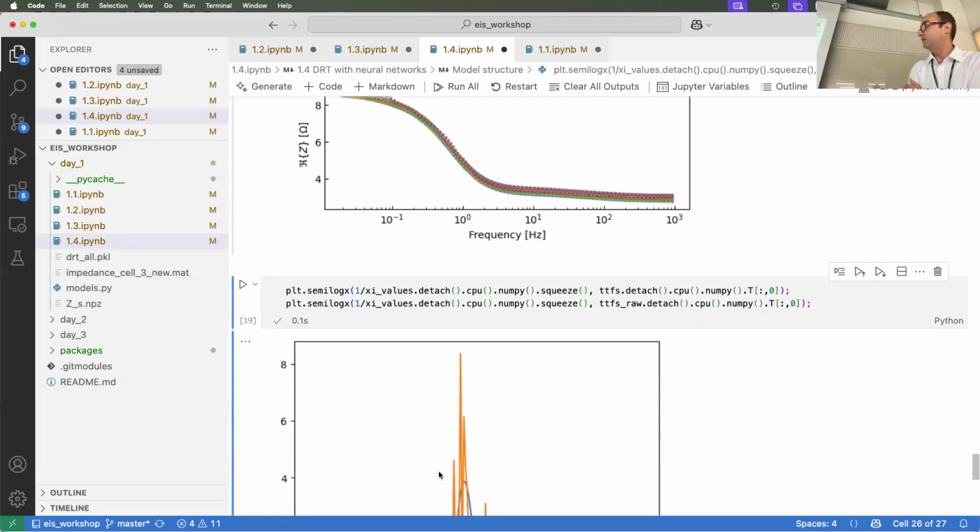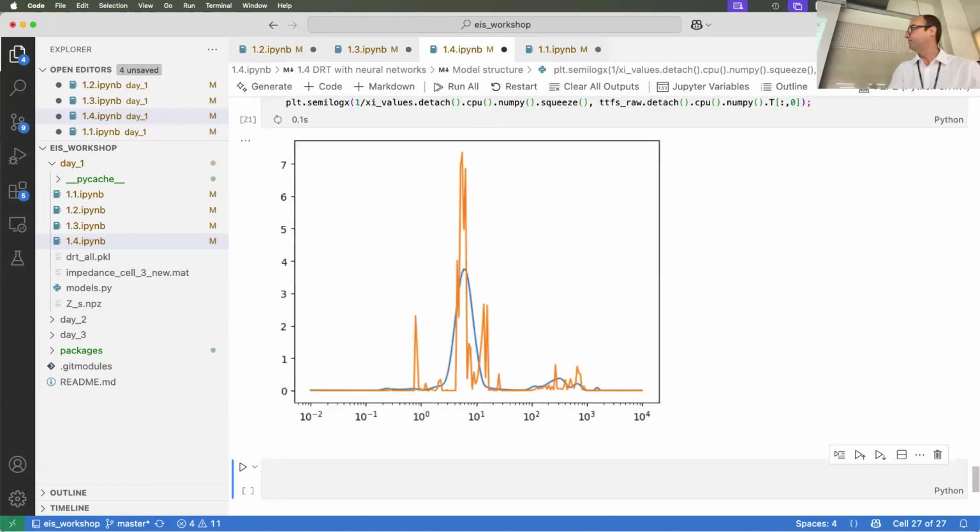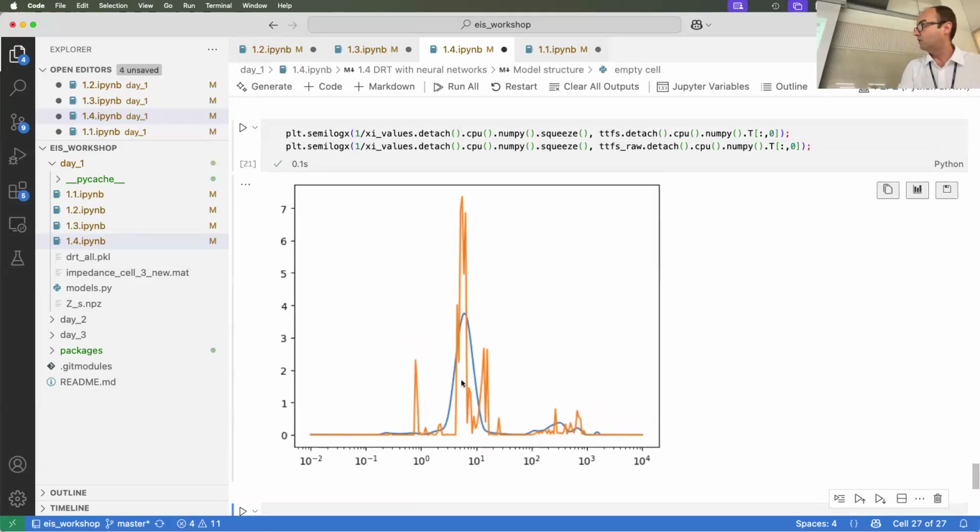And we can always draw the DRT curve. Now I'm drawing the first one. We have 600 of them calculated like this. And here they are. The blue one is the DRT curve with smoothing, and the red one is the DRT curve without smoothing. And one would say, okay, the red one is useless. We don't want to use it. We would like to use the blue one.